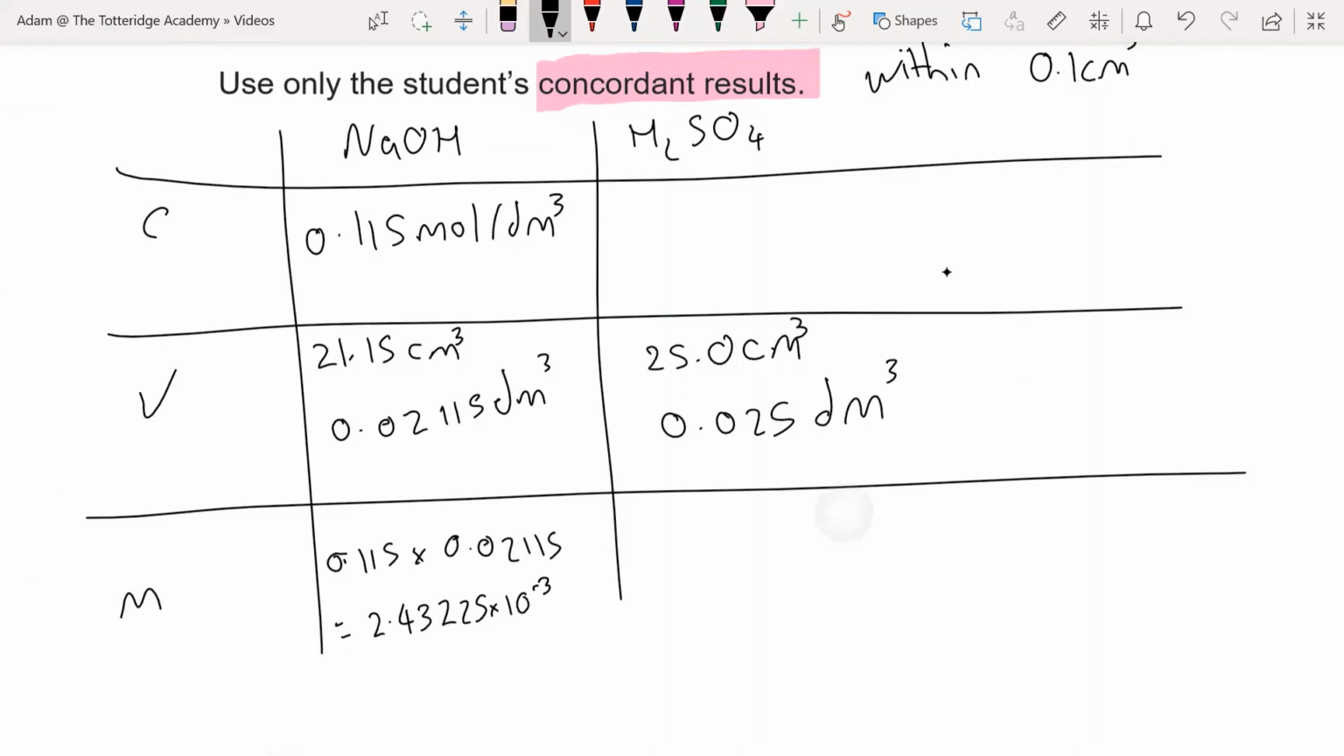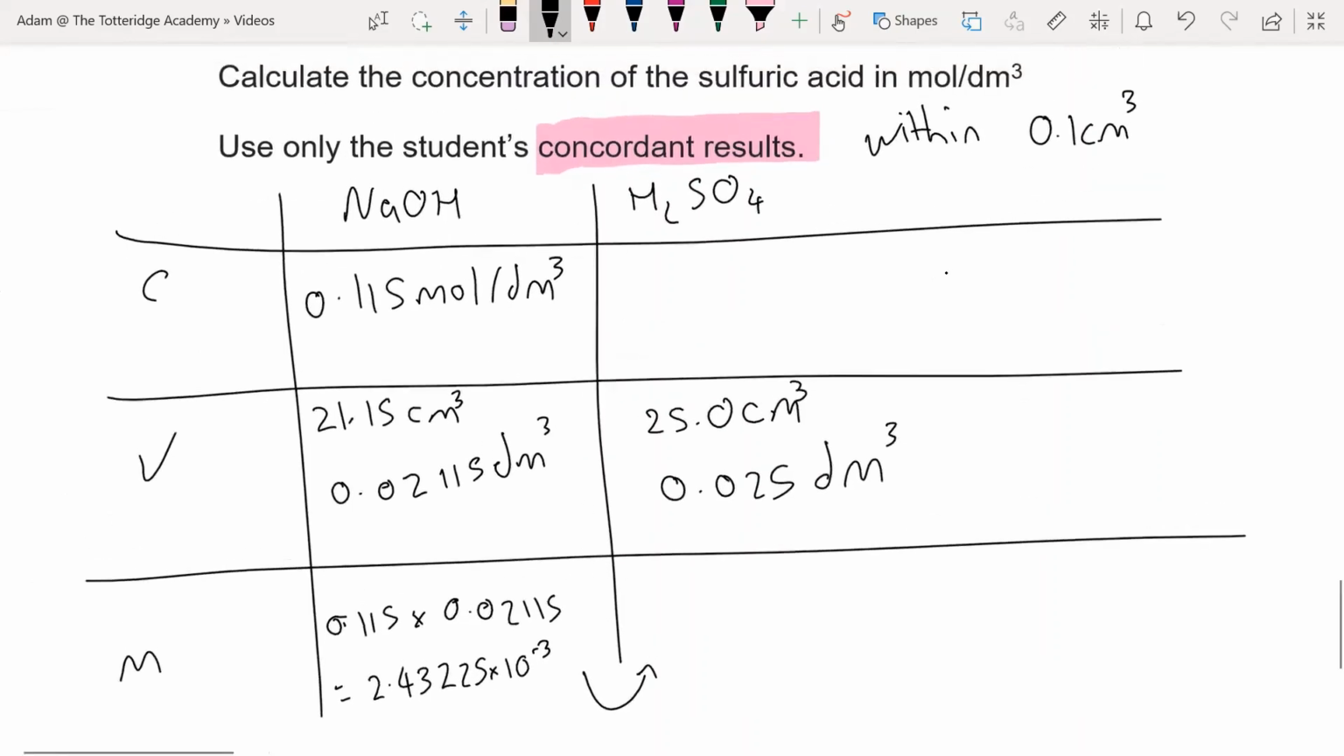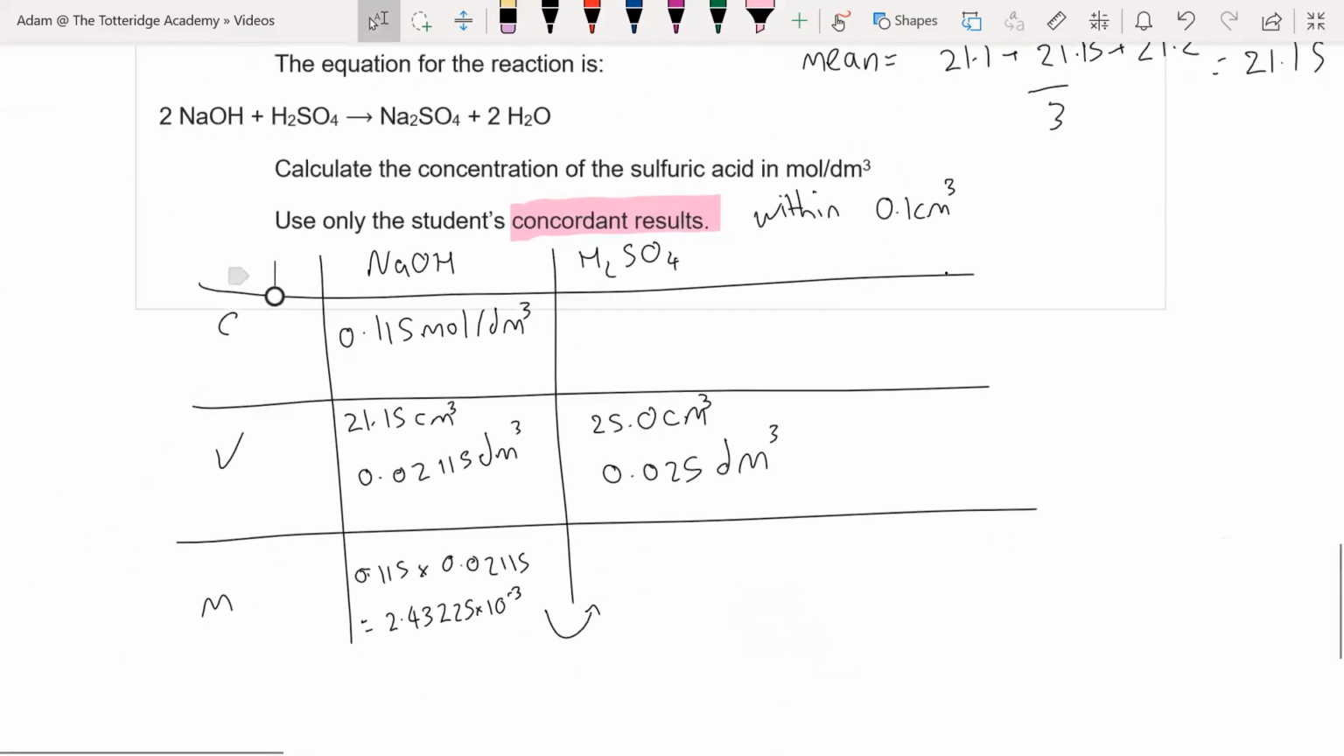Oh, hang on a second. This bit is going to be a bit different because my ratio is a bit different. My ratio now is 2 to 1, which means I've actually got to divide this by 2 to get from one to the next. And that gives me 1.216125 times 10 to the minus 3.